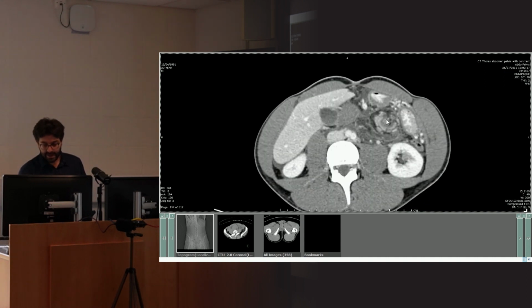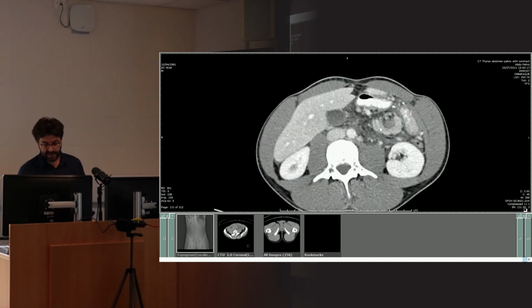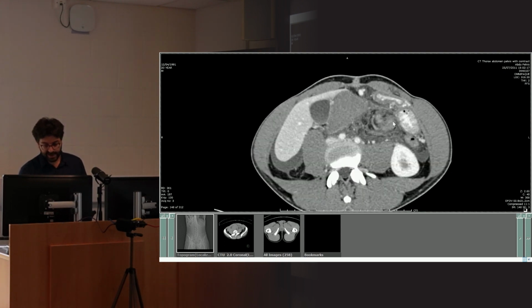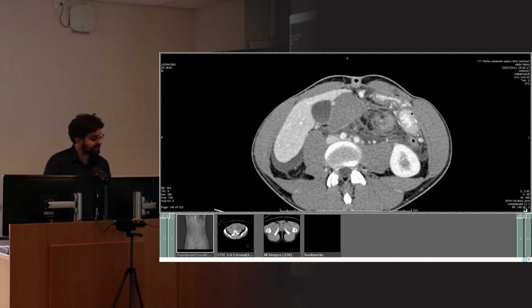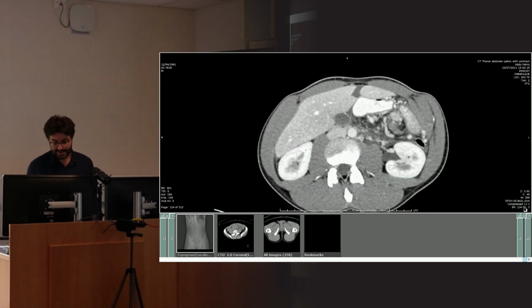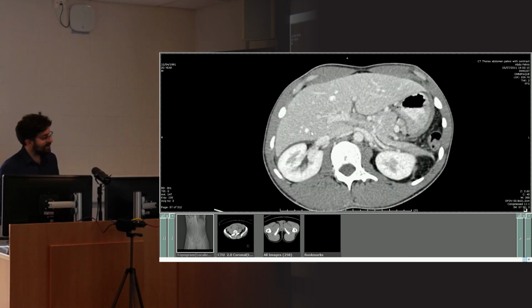And not only that, but if you look at the pancreatic body here, you can see it's enhancing. If you look at the pancreatic tail, the final swirl, it's not enhancing. So it's not just the spleen that's infarcted, it's also the pancreatic tail that's infarcted as well. So, yeah, this is a pretty remarkable case.